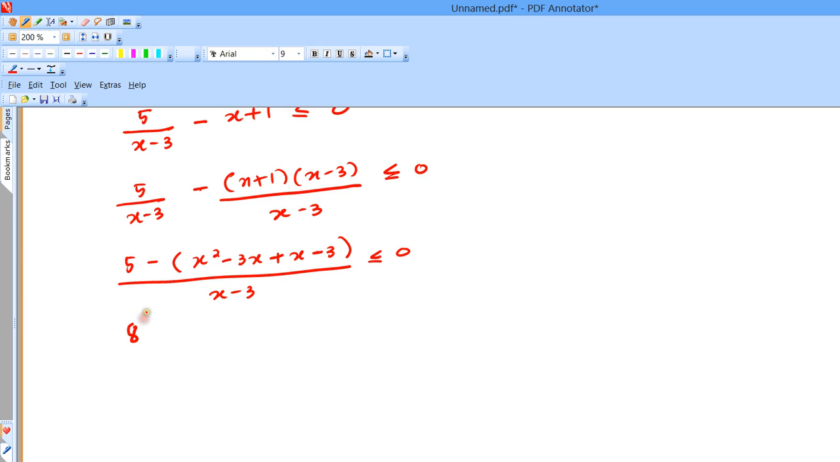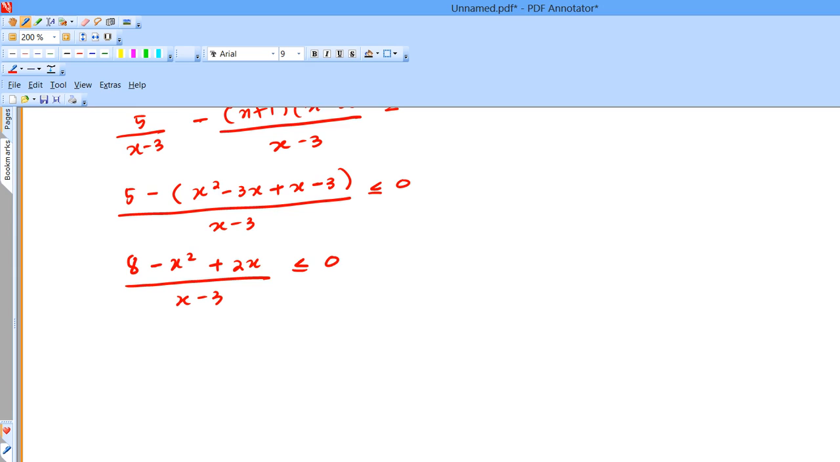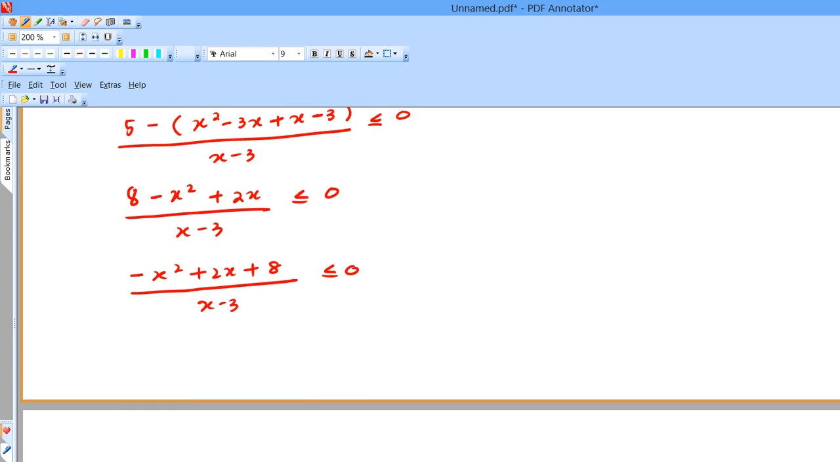So we get negative x squared plus 2x plus 8, over x minus 3, less than or equal to 0. Now our rational inequality is in standard form.